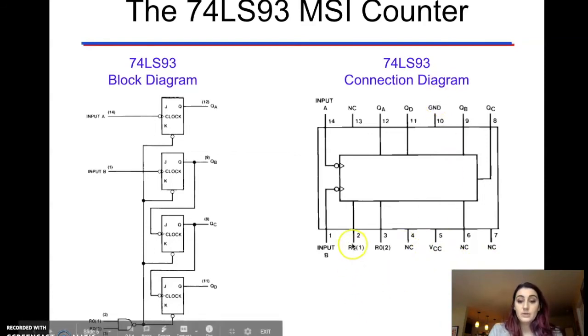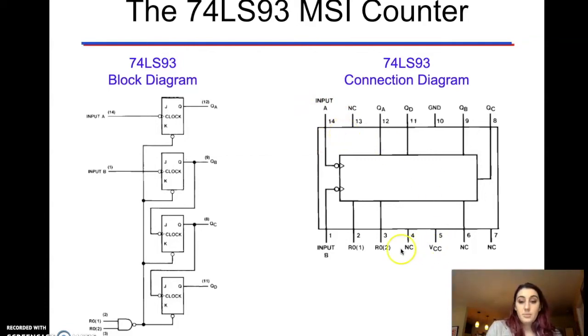Additionally, if you look at pins 2 and 3, right here are your resets. So those 2 input resets are right next to each other in pins 2 and 3. And then pin 14 and pin 1 are inputs. Pin 14 is input A, and pin 1 is input B. Be careful to remember that. I personally tend to trip up and think that input A should be pin number 1 because A is the first letter of the alphabet and 1 is where we start counting. But input A is actually on pin 14.